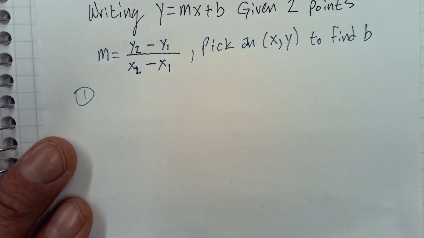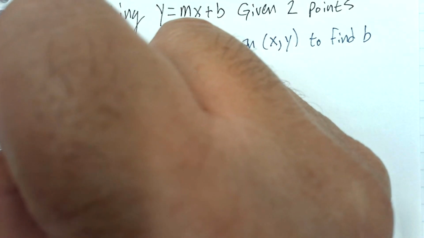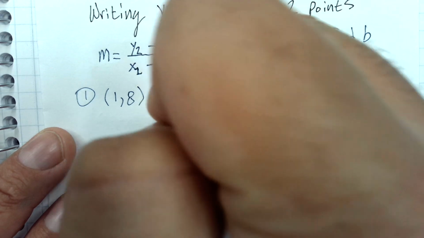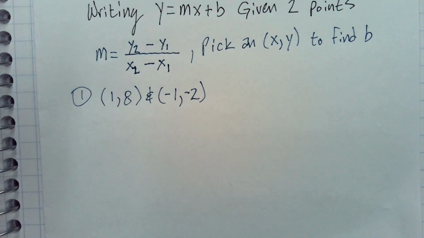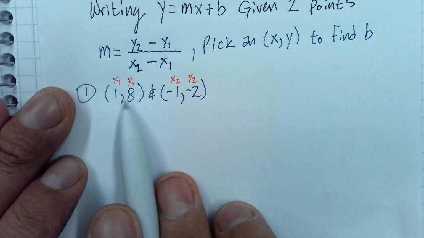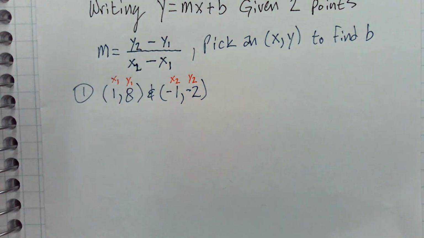So number 1, here is our ordered pair, 1, 8, and -1, -2. Okay, go ahead and write those down. 1, 8, and -1, -2. Now, if you like, and since this is our first example, we'll label them. Normally we won't, but this is our first example. We'll label them x1, y1, x2, y2. Okay, let's go ahead and find the slope.